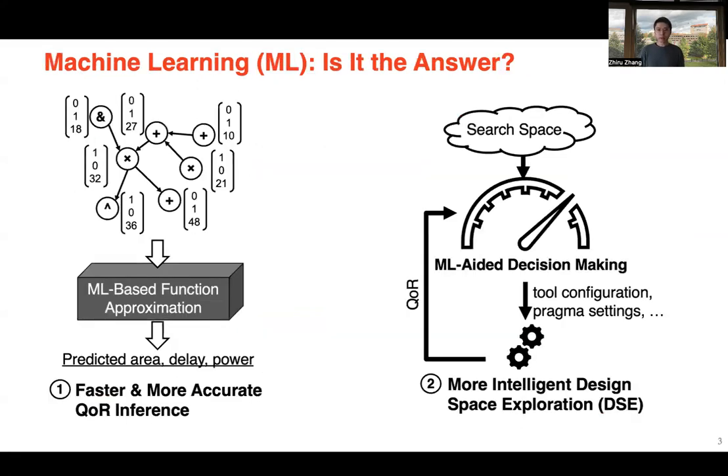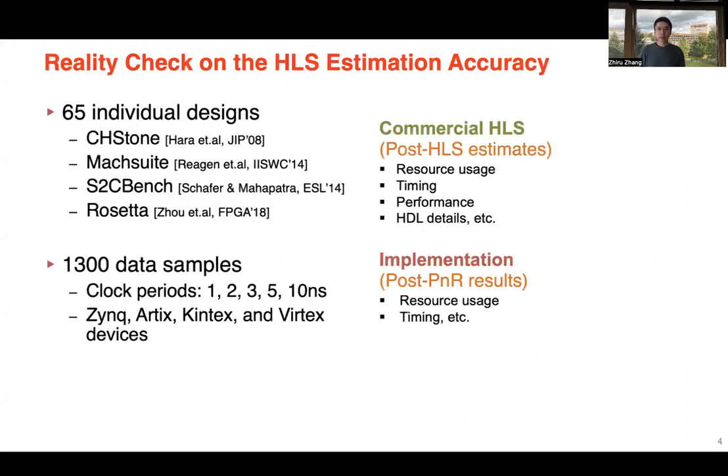So given all of these recent advances in the machine learning field, it's pretty natural to ask, can we leverage some of the machine learning techniques to address these challenges? For example, is it possible to use ML-based function approximation to improve the QoR estimation at a high level? Also, can we leverage ML to further speed up the design space exploration, to automatically configure the tool to optimize our design? Actually, my research group was one of the first to investigate these problems.